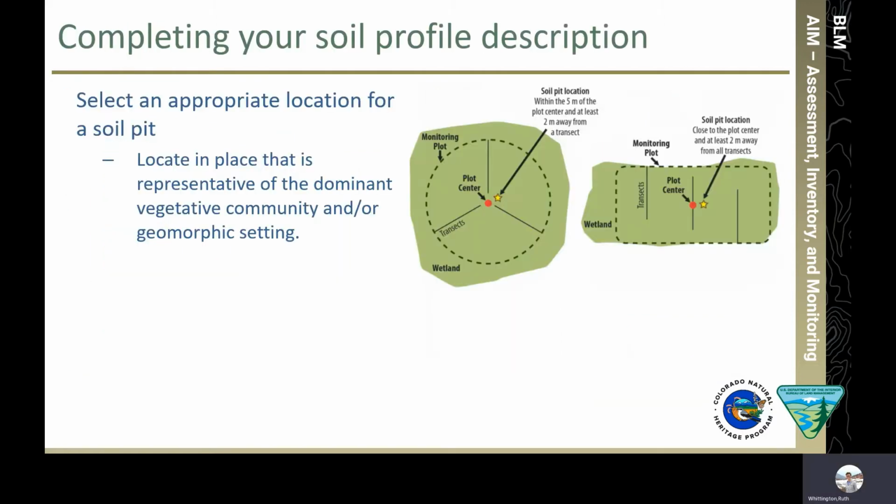To complete a soil profile description, first find a good location for the soil pit. Try to find a location within the most dominant vegetation community and/or geomorphic setting of a site. For spoke layouts in homogeneous settings, the default location is within the 5-meter radius circle near plot center. In other layouts, the pit should be located close to plot center in a spot with minimal disturbance.